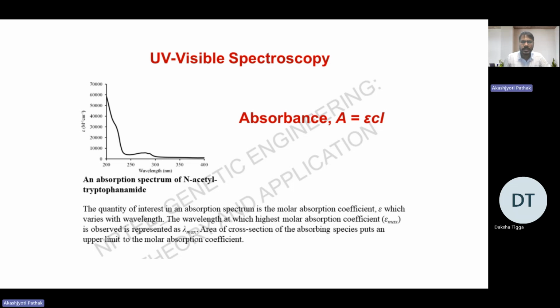So you can take an absorption spectrum of your sample. For example, here the absorption spectrum of N-acetyl tryptophanamide has been shown. If you take the absorption spectrum, you can see that from 200 nanometer to 400 nanometer, you can find at which wavelength your molecule is absorbing maximum. The quantity of interest in an absorption spectrum is the molar absorption coefficient. So what is the molar absorption coefficient? It will vary with the wavelength. The wavelength at which the highest molar absorption coefficient is observed is represented as lambda max.